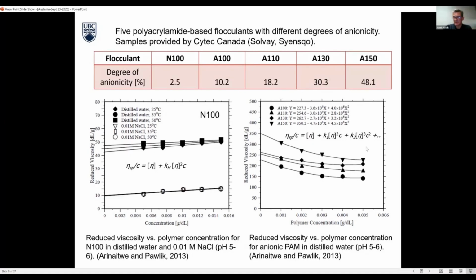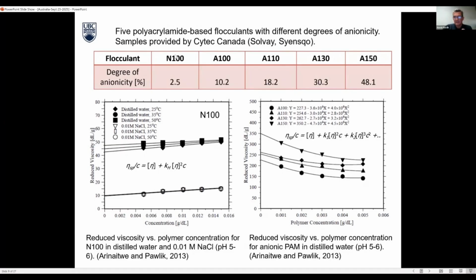So the polymers of interest to us are a group of 5 polymers. They were provided, like I said, by Cytec. And back in the day, we used to get samples from Solvay. Now we connect with ScienceQuo to get the latest batches, if you like. But that's kind of how the companies evolved. Cytec became Solvay, then they sold the flocculant business, and then it became ScienceQuo.